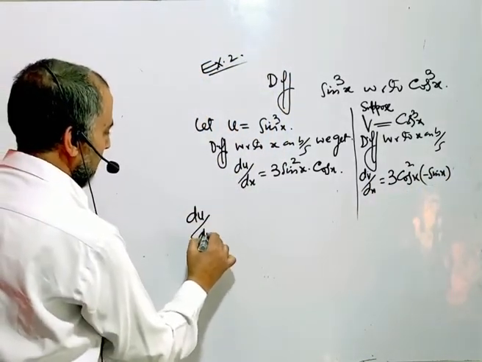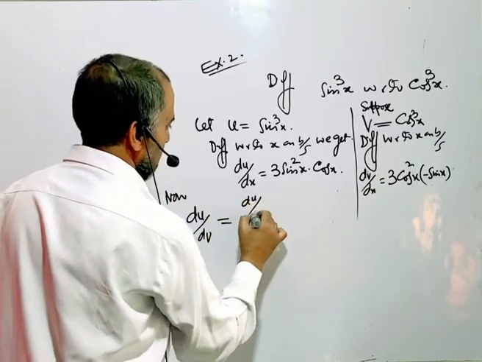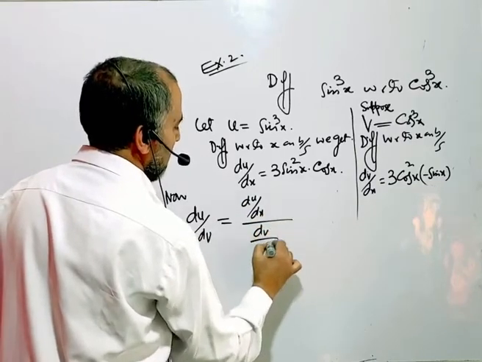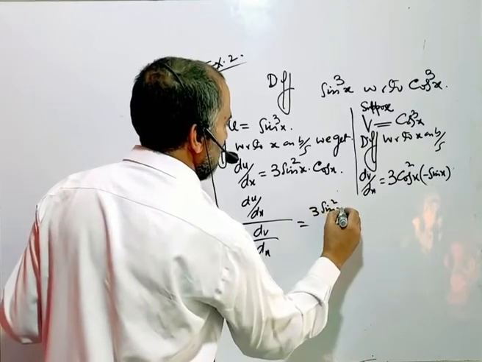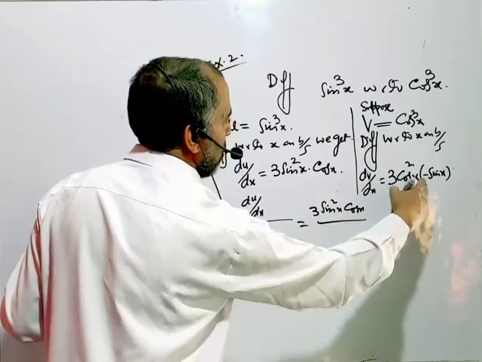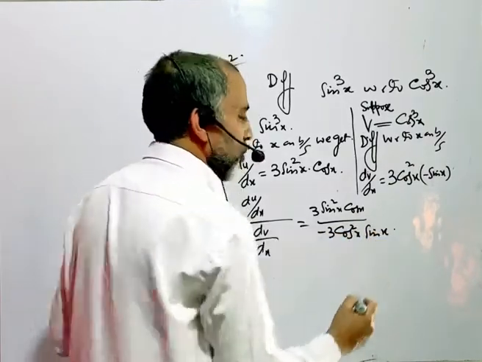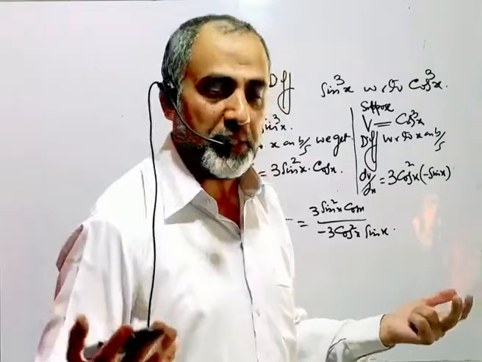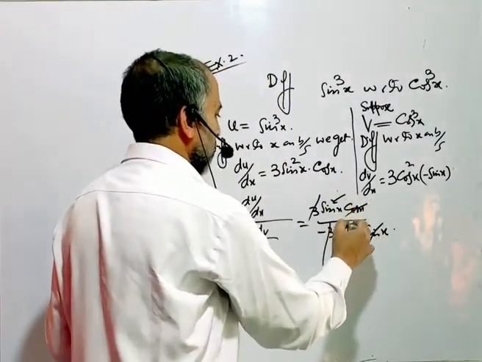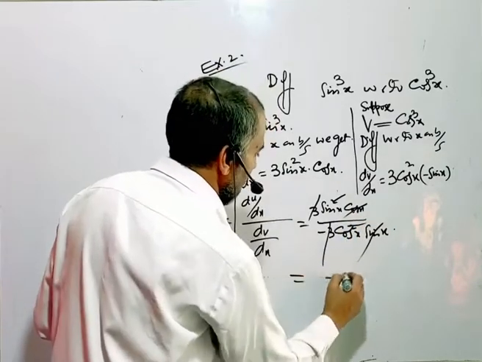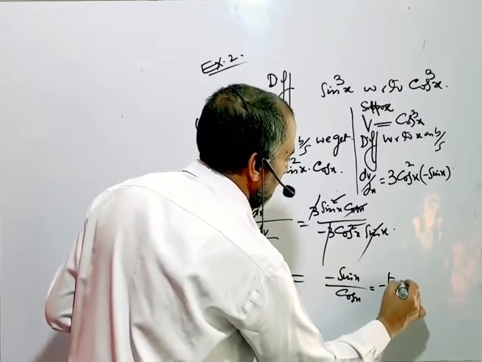Du by dv now is equal to du by dx upon dv by dx. You have to divide the two. It is thrice sine square x into cos of x, and write the minus first, minus thrice cos square x into sine of x. Now we'll cancel the similar terms. 3 and 3 will go. Sine and square will go. Cos and square will go. You are left with minus sine of x divided by cos of x, that is minus tangent of x.